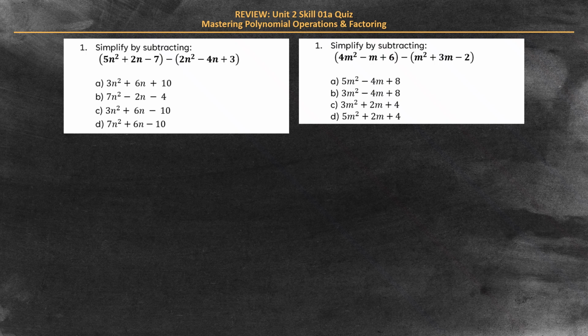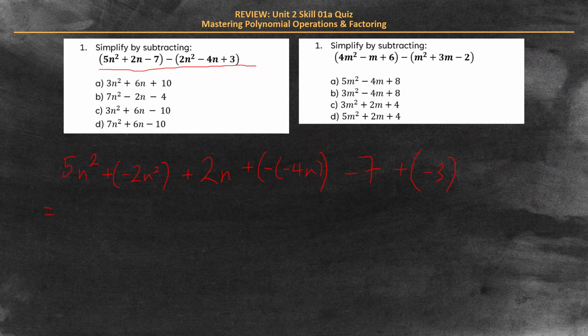Simplify by subtracting. Let's take a look at the left side. So we have 5n squared plus 2n minus 7 minus the quantity of 2n squared minus 4n plus 3. So we're going to add the opposites, right? So we have 5n squared plus negative 2n squared plus 2n plus a negative of the negative, which is positive, but let me write everything so that we can make sure. Minus 7 plus the negative of 3. So you do that, combine like terms.